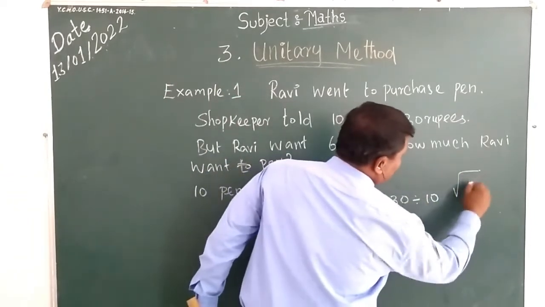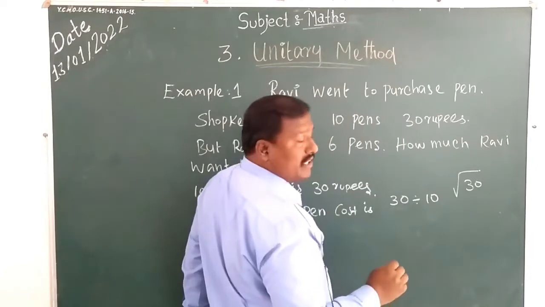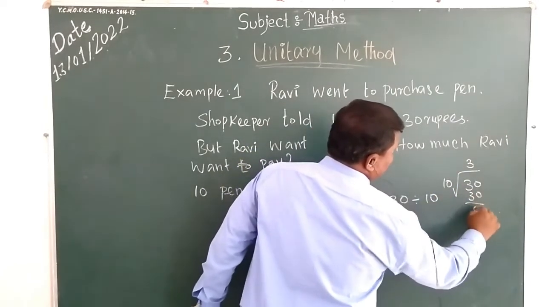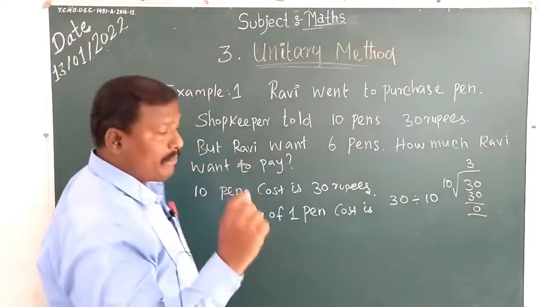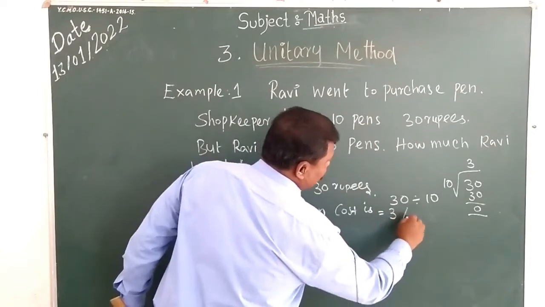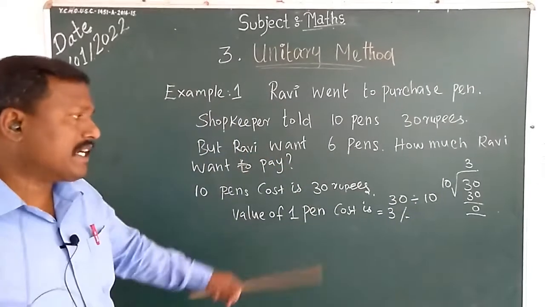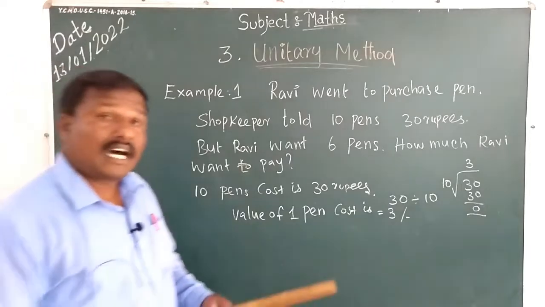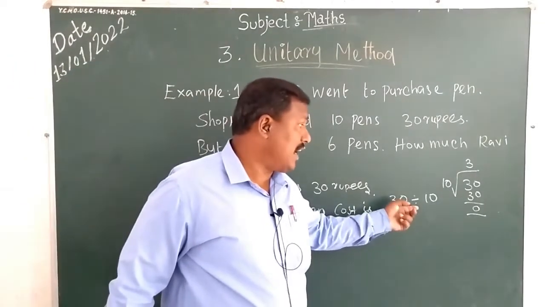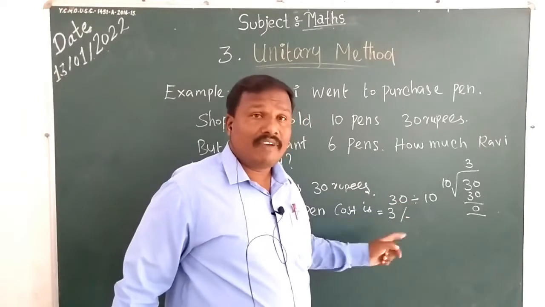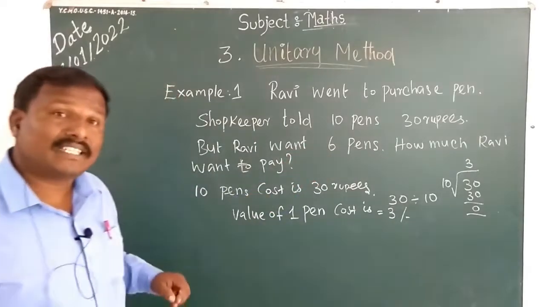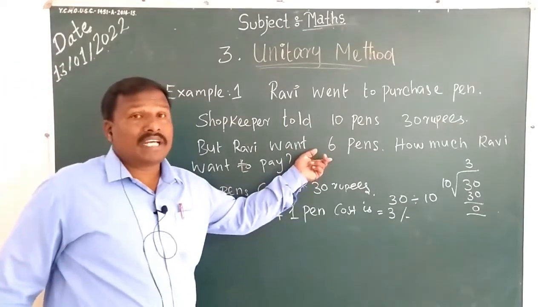So you have to do a small, normal division. 3 tens are 30. Now what is the cost of one pen? The cost of one pen is 3 rupees. So how did I find the value of 1? I used the division method. Now we have to find the 6 pens cost, so we have to use multiplication. You have to find the value of more than one.